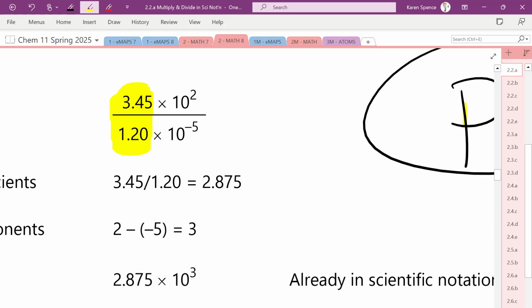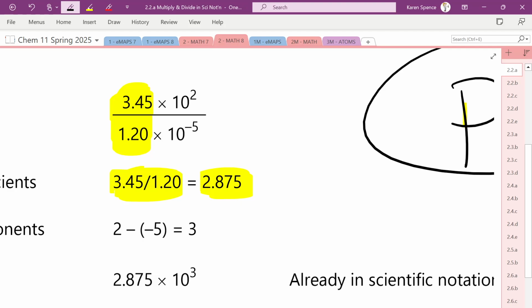So we're going to do the coefficients first, the mantissas first. We are going to take our 3.45, divide by 1.20, and we get 2.875. Yes? Okay. Now, if you want to, you can round this to the correct sig figs right now. This might actually be a better way of doing it. You can say, how many sig figs should I have in my answer? Is this about sig figs or is it about uncertain digits? Sig figs, because it is multiplying and dividing.